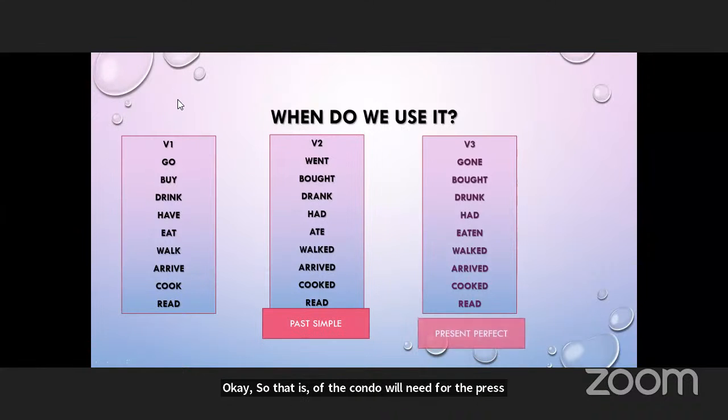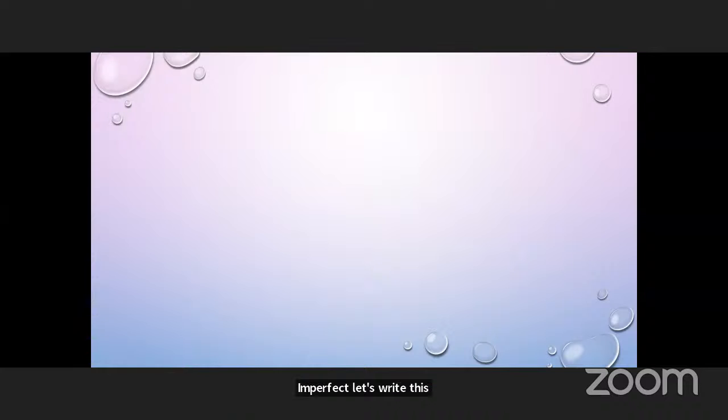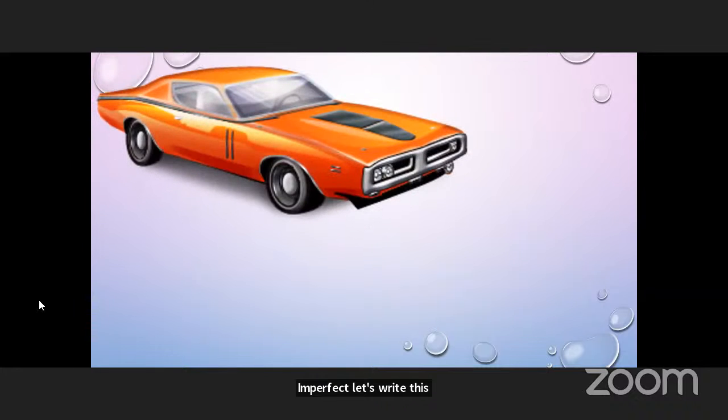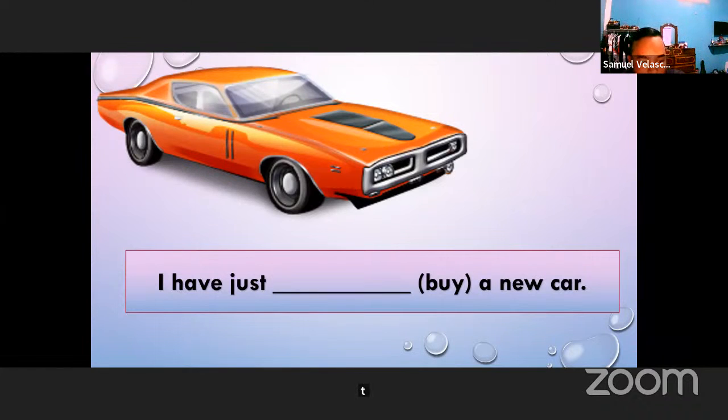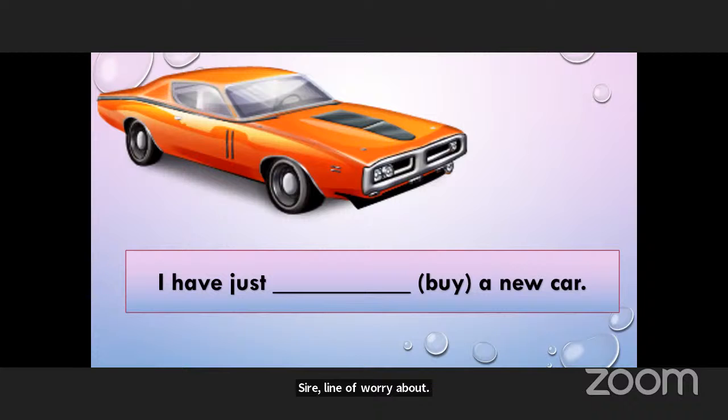Let's practice. Mr. Samuel Velasco, help me please with this sentence. Complete it. Hay que utilizar las que vimos ahorita. I just want you to use the past participle of the verb. Okay, come on, Mr. Samuel. Complete the sentence. Use the past participle of the verb buy. And read the question. I have just bought a new car. Yeah, correct. That's it.